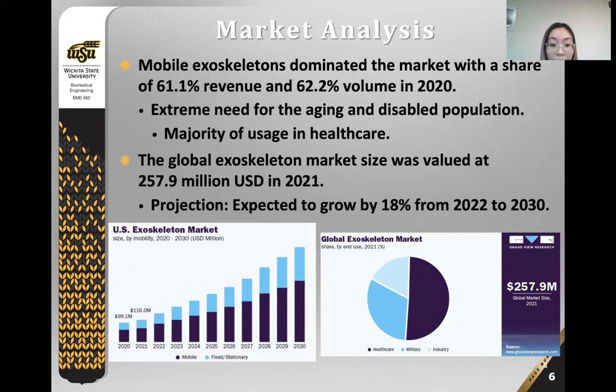In this figure, it reflects the split in the market between mobile versus fixed exoskeletons in the United States only. Meanwhile, in the figure on the right, it shows how global exoskeleton markets is split into three, where the majority of the usage is in healthcare, followed by the industry and then military. The global exoskeleton market size was valued at $257.9 million in 2021 and is projected to grow by 18% from 2022 to 2030, and this is reflected in the pie chart figure on the right.